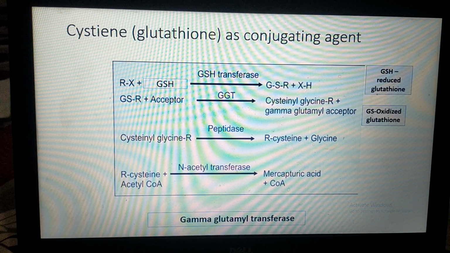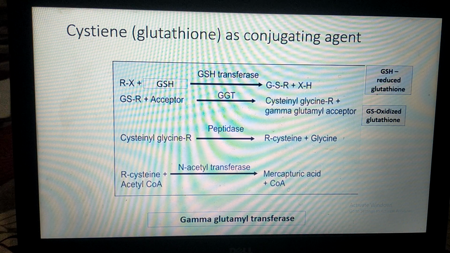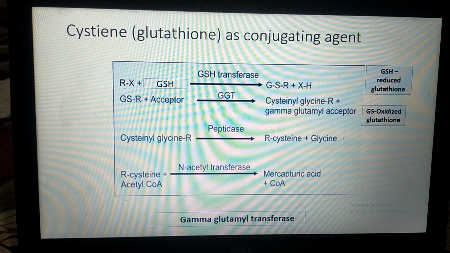Now after removal of the hydrogen atom, the reduced glutathione GSH is converted to GS, and that oxidized glutathione is transferred to the group R. Now in the second step, the enzyme GGT, gamma glutamyl transferase, will remove the glutamic acid from the oxidized glutathione and transfer it to a suitable acceptor.